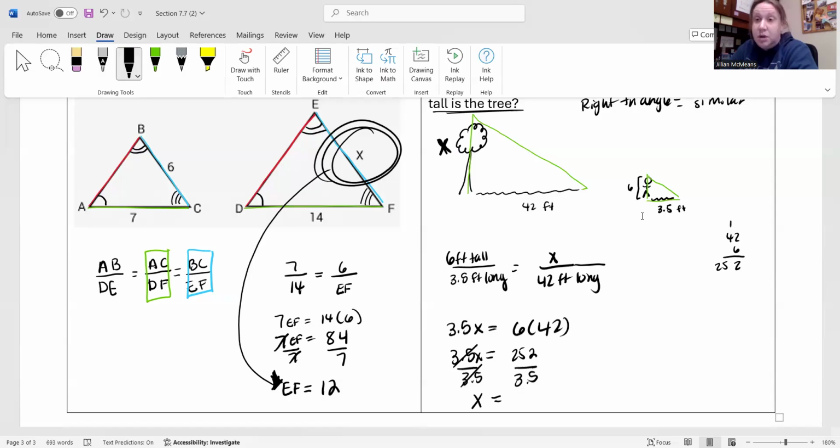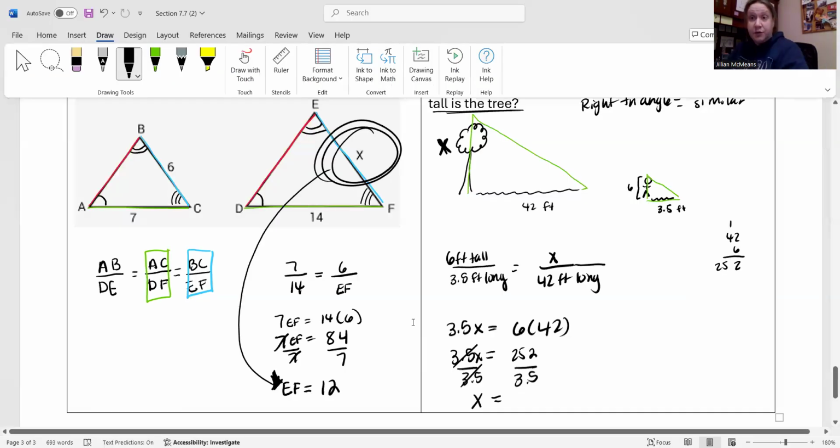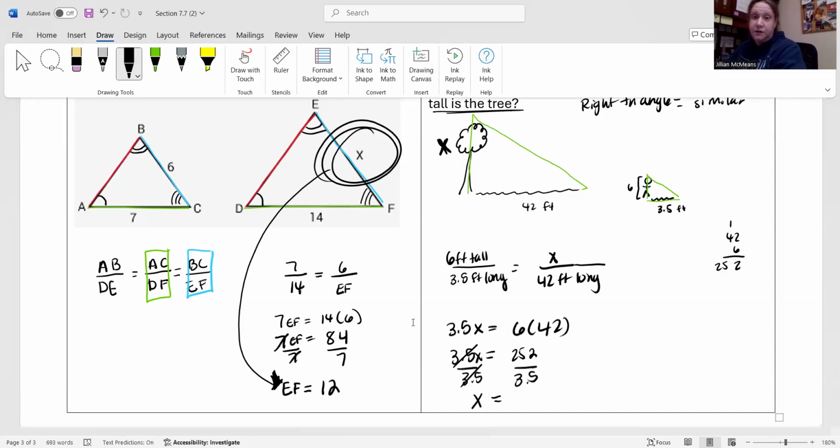So we want to take the 252 and divide it by, what did we want to divide it by? 3.5. So we want to take 252, that was the 6 times 42, and then we want to divide it by 3.5 and we get 72. So let's go back to the worksheet. So we had 3.5x equals 6 times 42. We found out that 6 times 42 is 252. So we had 3.5x equals 252. In order to get x alone, we had to divide both sides by 3.5. So 252 divided by 3.5 is 72.